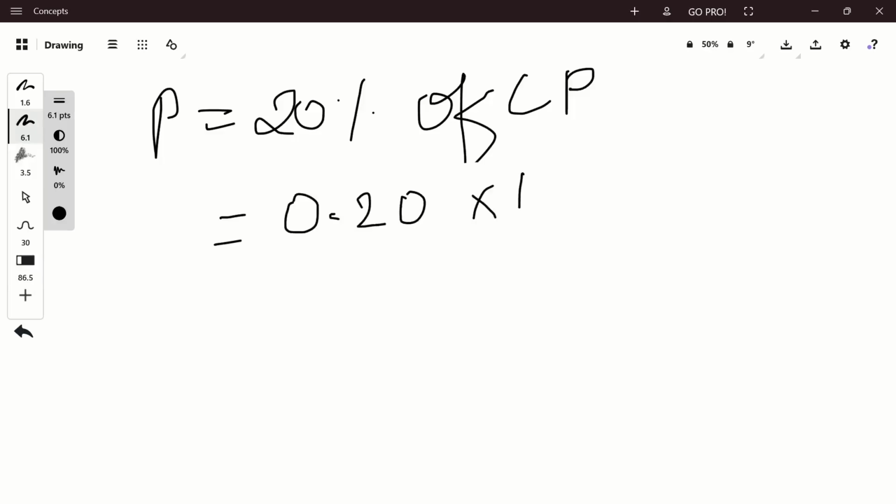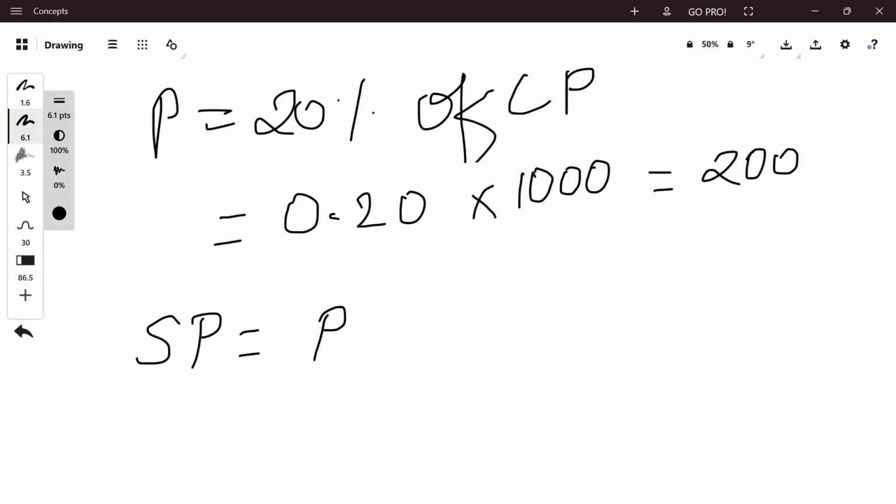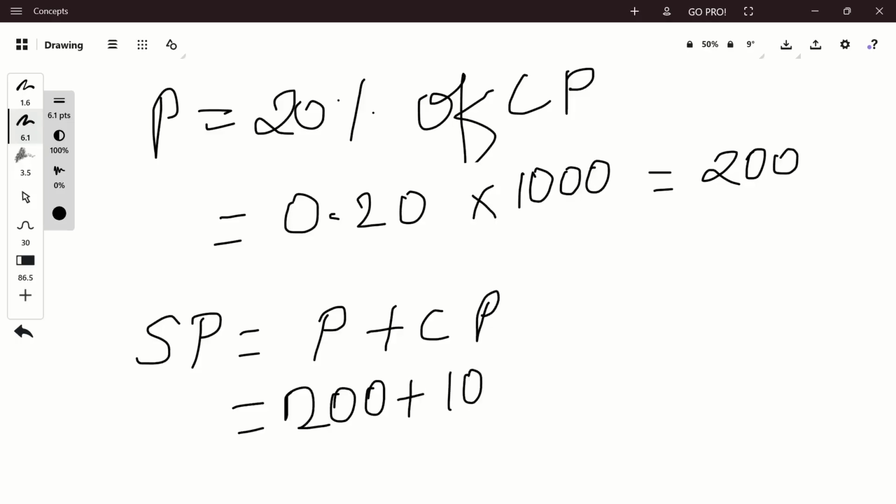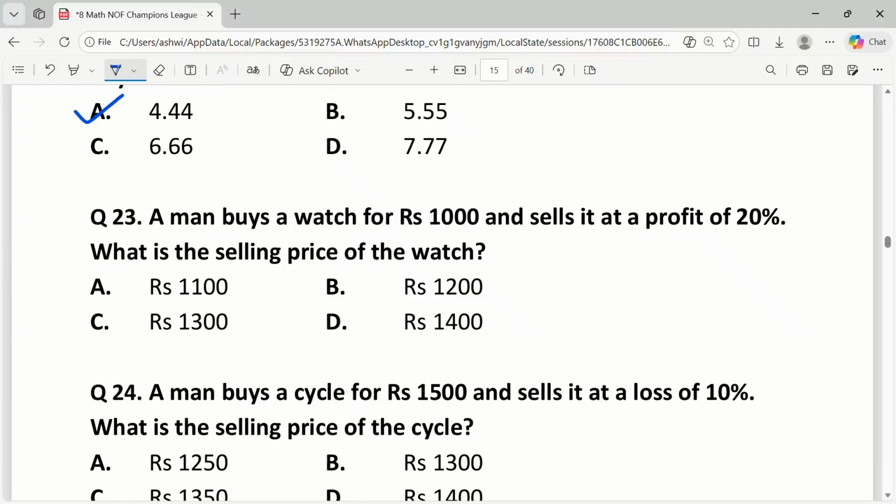0.20 into 1000, which is equal to 200. Calculate the selling price, which is selling price is equal to profit plus CP, which is equal to 200 plus 1000, which is equal to 1200. Comparing with the options, the answer is B, 1200.